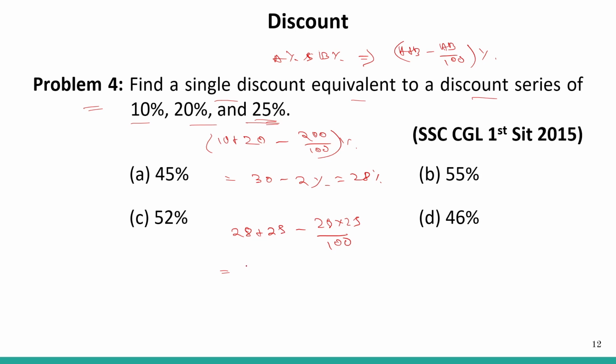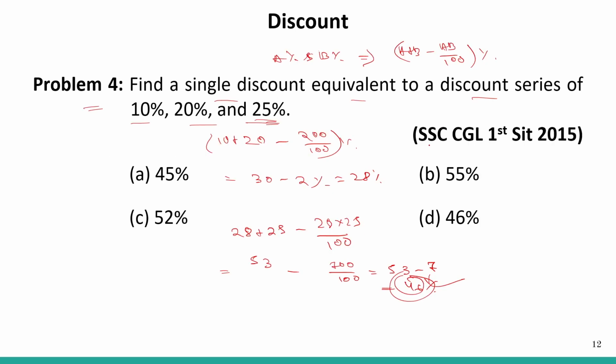So it will be 53 minus. So this will be 25 into 8 is equal to 200, and 25 into 20 is equal to 500. So it will be 700. 700 by 100. So 53 minus 7 is equal to how much? It is 46%, right? So 46% will be the correct answer here.